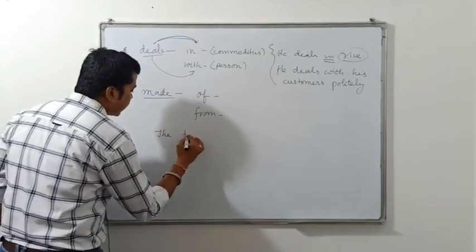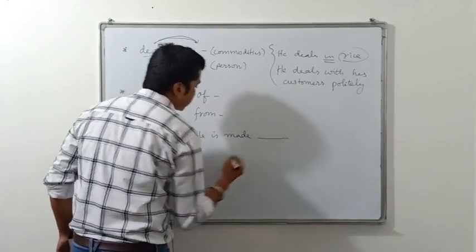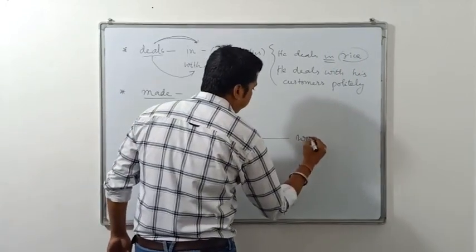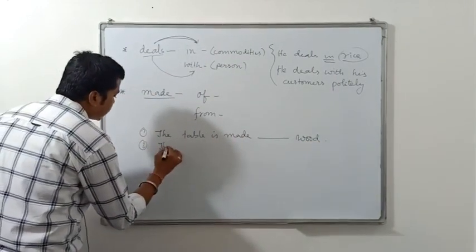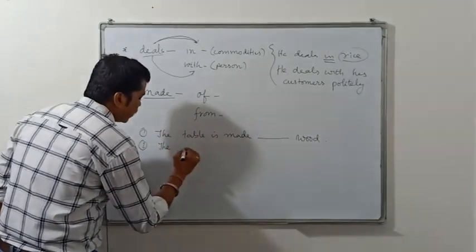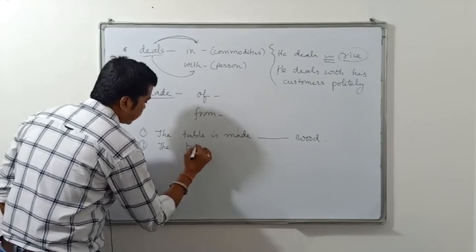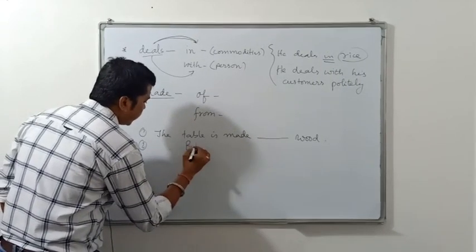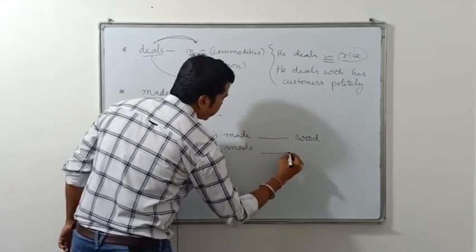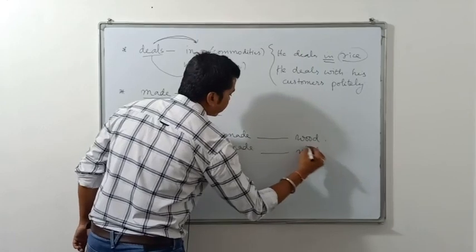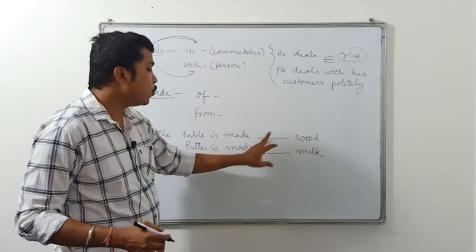If I write the table is made dash wood, here it is one sentence. Second sentence, it will be butter is made dash milk. Now in both the cases you have made. Okay, now along with made, which word to use?